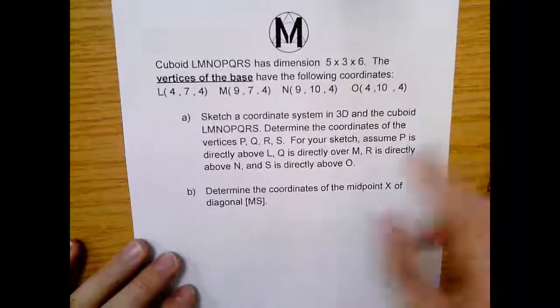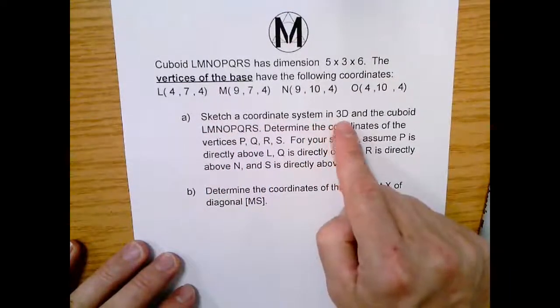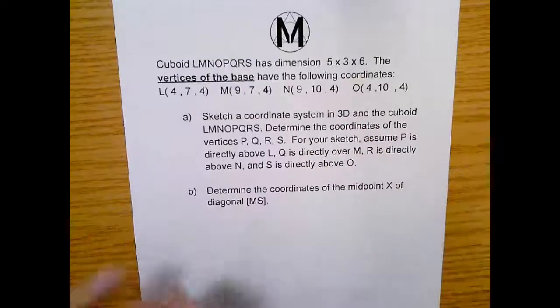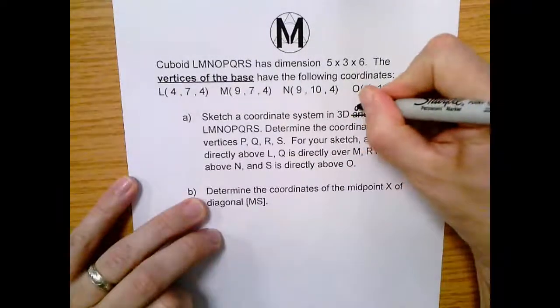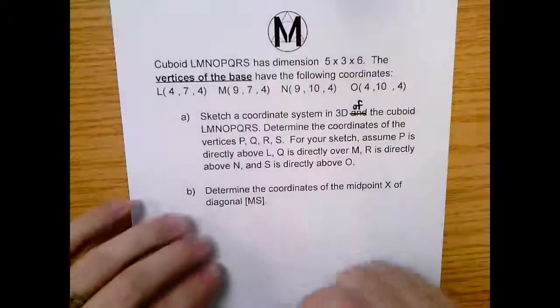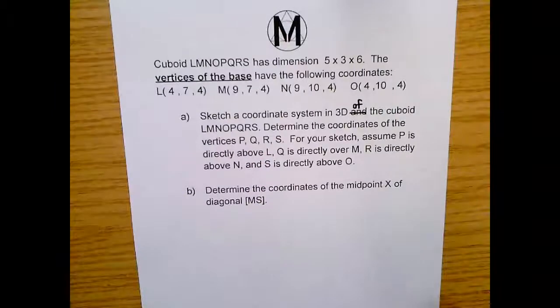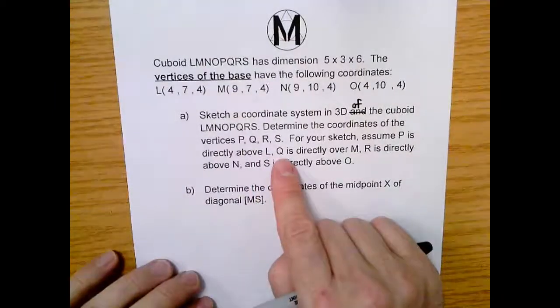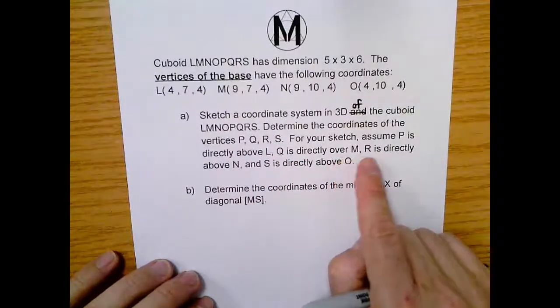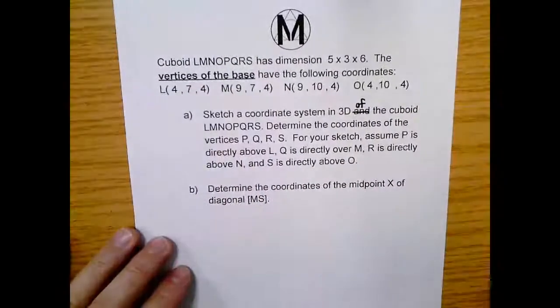So then the question says, sketch a coordinate system in 3D of the cuboid. Determine the coordinates of the vertices P, Q, R, S. And it says, for your sketch, assume P is directly above L, Q is directly over M, R is directly above N, and S is directly above O. Okay, let's tackle A first before we even jump into B.